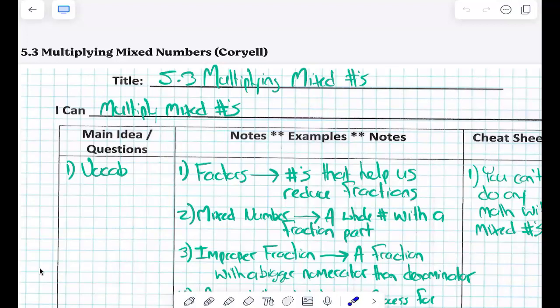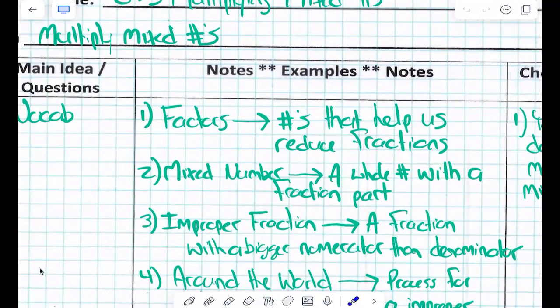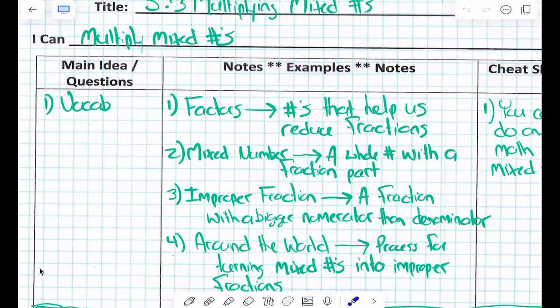Today we were working on 5.2, multiplying mixed numbers. Can you multiply mixed numbers? Yes. Alrighty. The I can statement: I can multiply mixed numbers. Factors. What do factors help us do, everybody? Reduce fractions. Great. Mixed numbers are numbers that have a whole number and a fraction part.